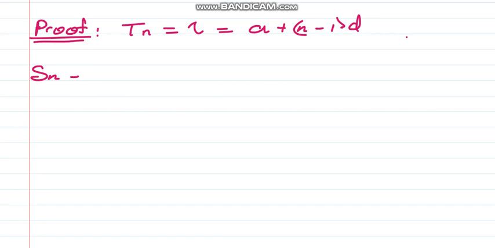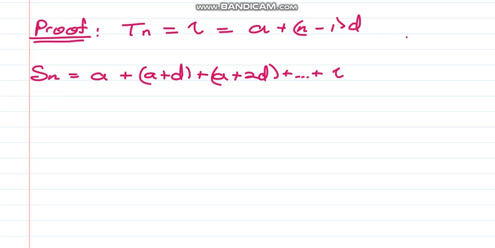So Sn is generally given by a, plus a plus d, plus a plus 2d. And that idea will carry on until the third last one, where we can say the last term minus 2d, plus the last term minus d, which is the second last term, and finally the last term. The last term is our Tn. Just for you guys to note, that could have been Tn, I just chose to use L for that.